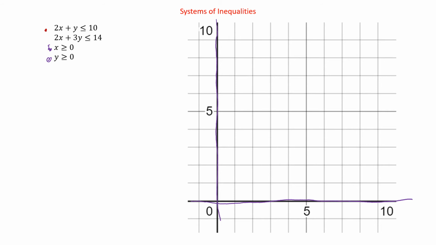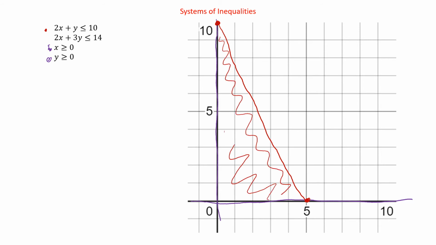So let's look at this first one. 2x plus y is less than or equal to 10. So these are all going to be solid because they all have or equal to's. If y equals 0, 2x equals 10, so x will equal 5. And if x equals 0, y equals 10. And so these two would be connected. And then it needs to be less, so if we plug in 0, 0: 0 plus 0 less than 10. Yes, so we'd shade this way.